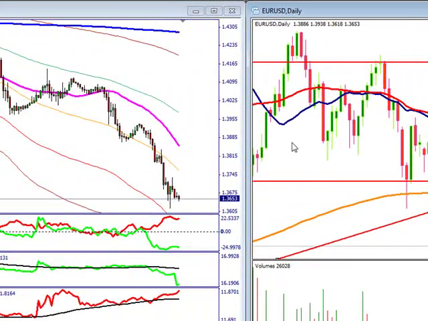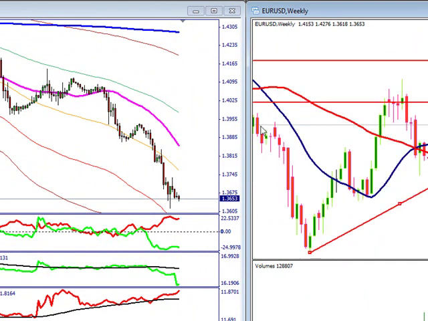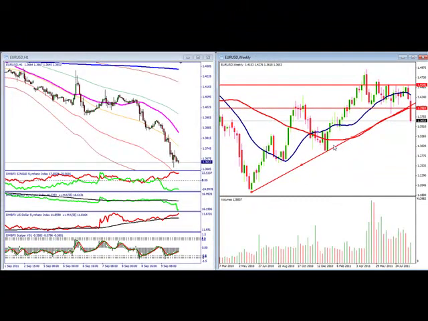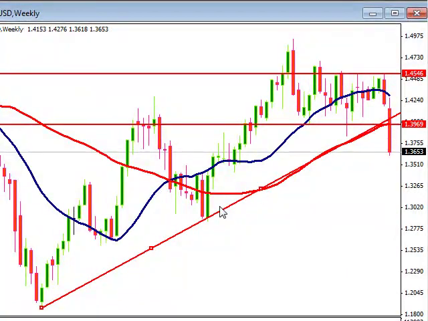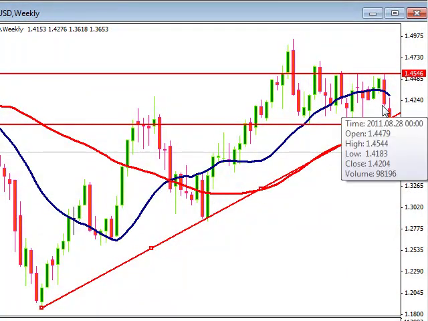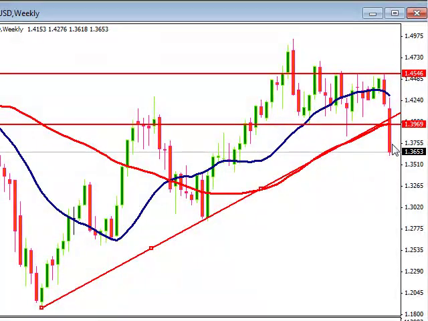Let me zoom out on this. And you can see here's the weekly. We had a nice uptrend line, and we broke that. We're also breaking the 50 moving average here also. So there are some key things happening here to the downside.